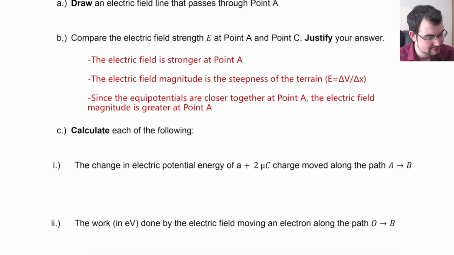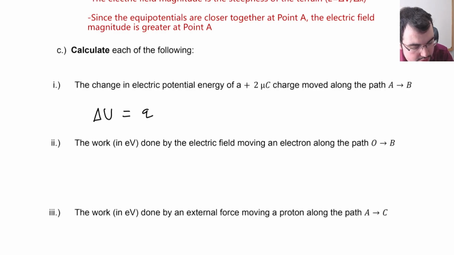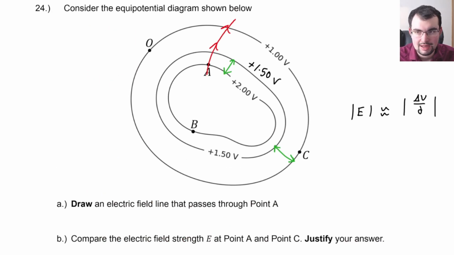All right, calculation time. Change in electric potential energy moving from A to B, given this charge. Well, electric potential energy change, delta U, is Q times delta V, and we're moving from A to B. So everything should be about V here with your energy relationships. So what is going along path AB? Well, A is on the 2-volt line, and so is B.